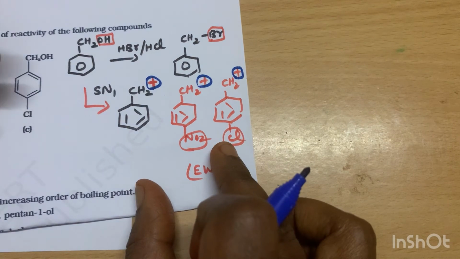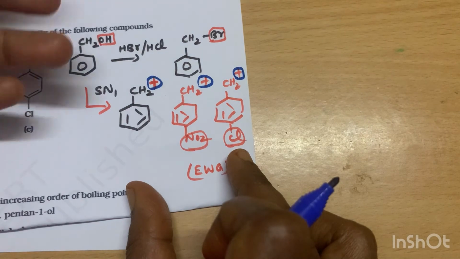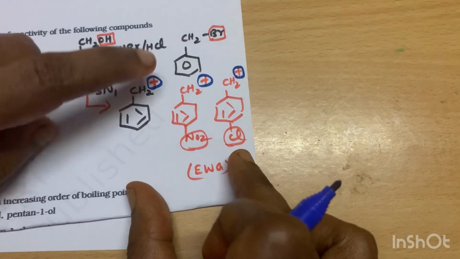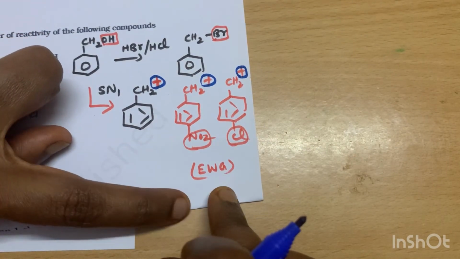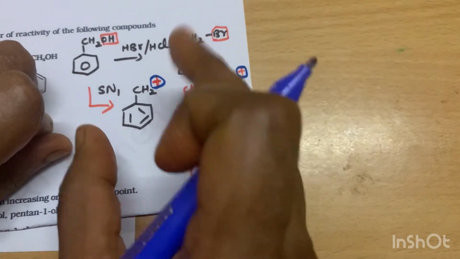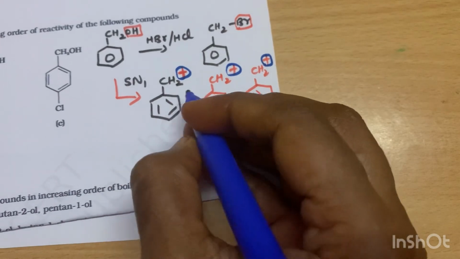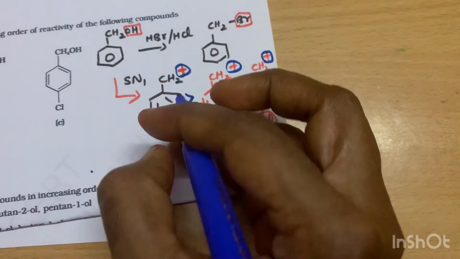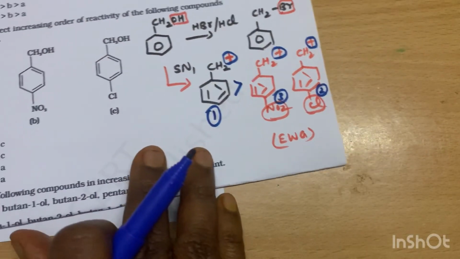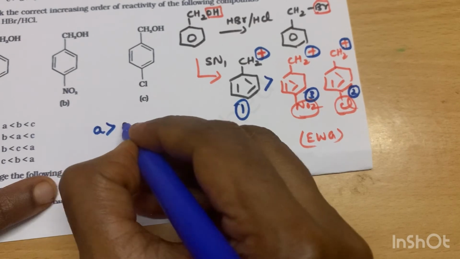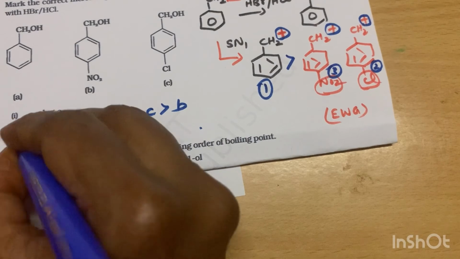See, if a poor man is there, we need a rich man to support him. Already this man is poor and we need rich people to support him. But what these groups are doing is taking even more electrons. So the reaction goes like this. This one first, this is moderately okay, second, and this is third. So the reaction follows A, C, B.